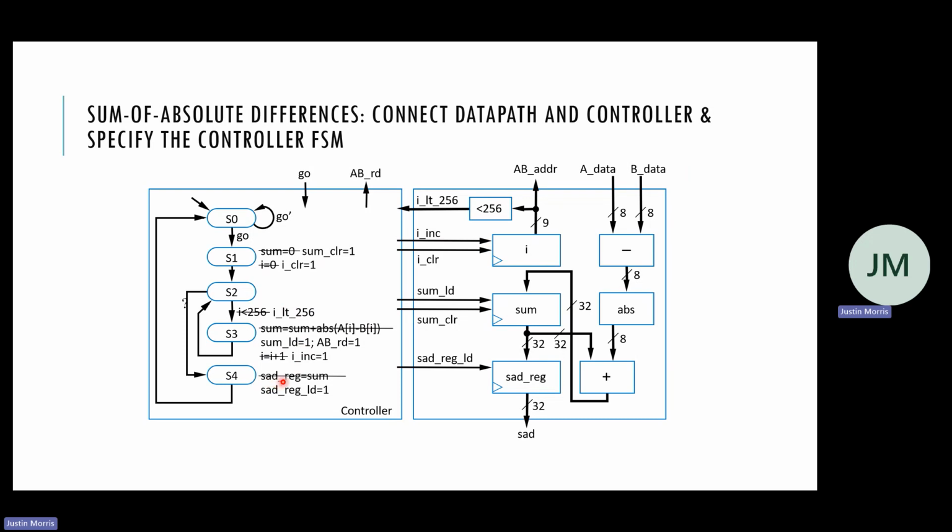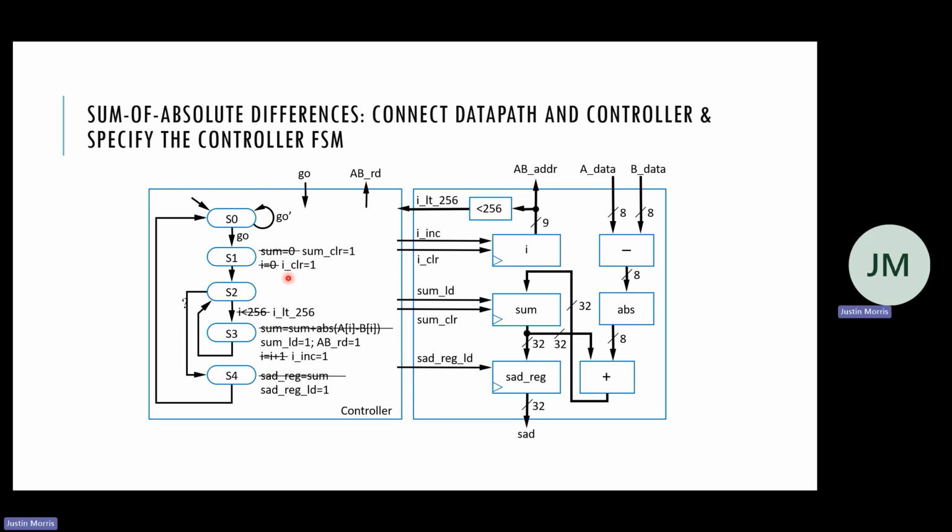And then in S4, we want our output register to become the sum. So we just need to make sure that the load is 1. Right? And if anything is not shown, it's assumed to be whatever the previous value was or 0, right? So this is our controller. This is our data path. That's how they're connected. We know how to convert this finite state machine into its own data path, right?